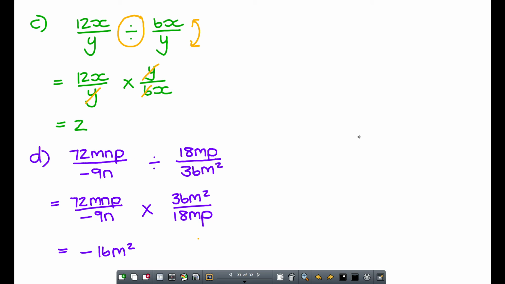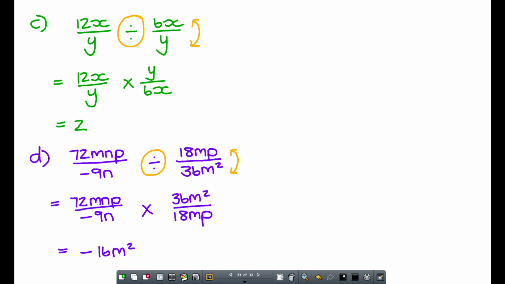Then let's look at the blue one. At D, again, the division sign, I wanted to change to multiplication, which means that these two have got to swap around. And then from there, it was cancelling out. Do you want me to show the cancelling out?